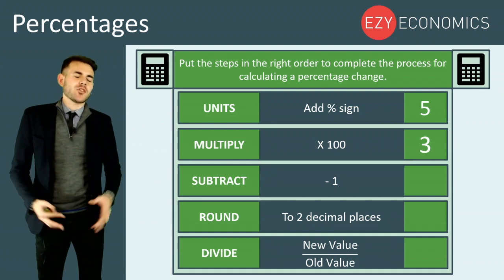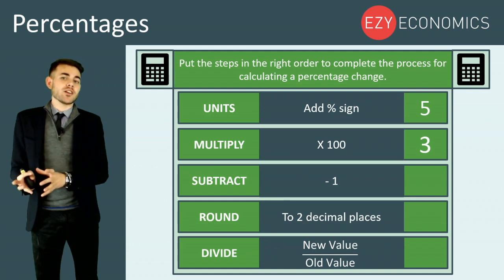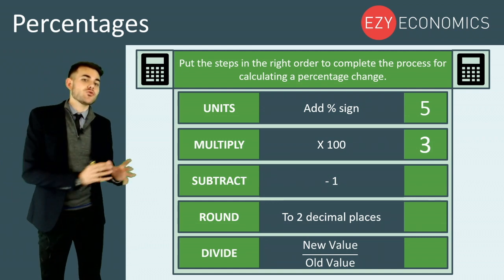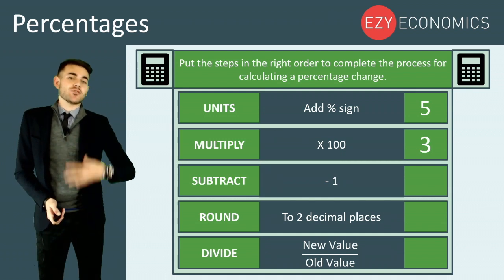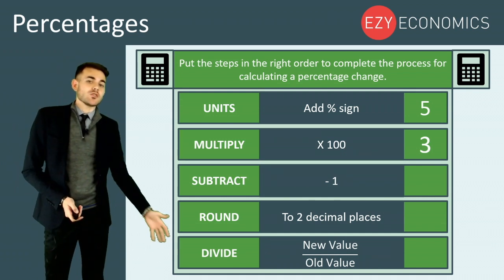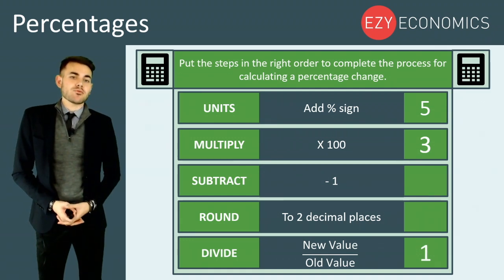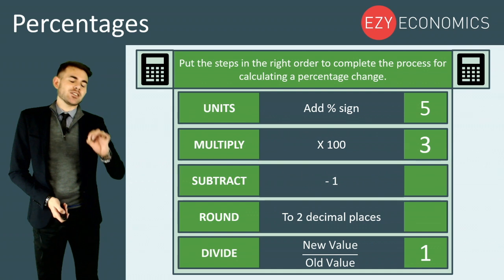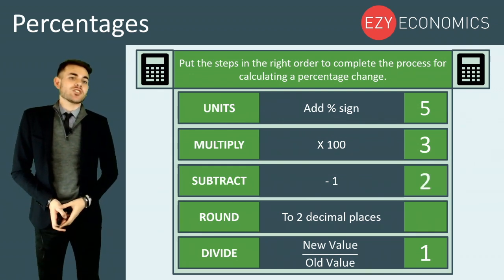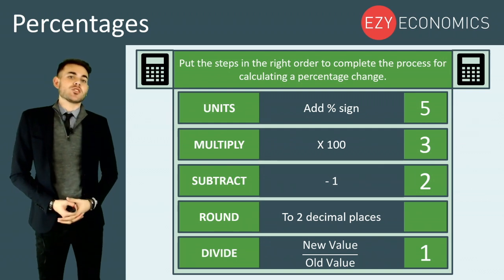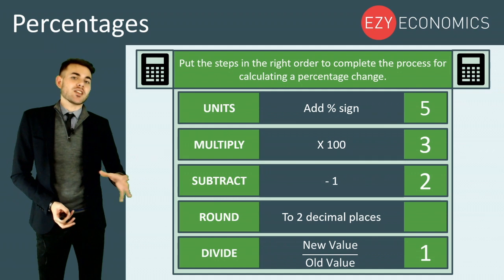Now the first step of finding the percentage change is to identify the old value, which is what the variable is increasing from, and the new value, which is what the variable is increasing to, and then dividing those values by each other. So the division part of the percentage change is the first step in the process. Then once you've done that, you need to subtract 1 from that fraction, which then allows you to start converting this value into percentage form.